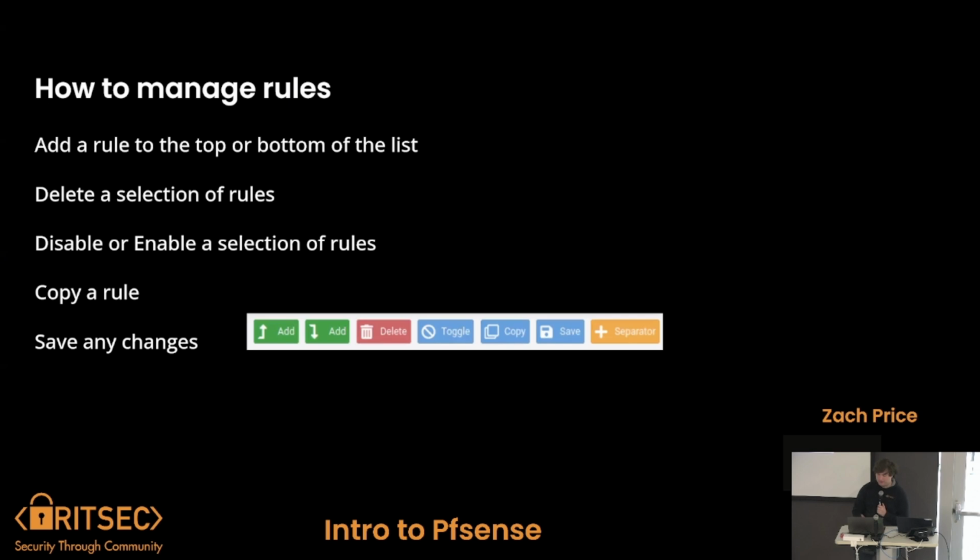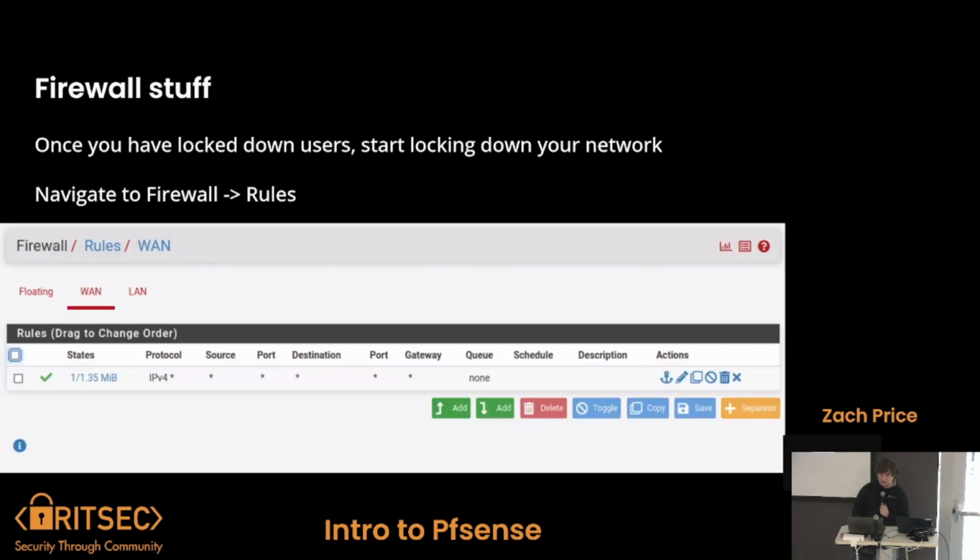So how do you manage the rules? The first two buttons, the add buttons, let you add a rule either to the top of the list or to the bottom of the list. How pfSense does firewall rules is it keeps the rules in order on this page, and it runs through them from top to bottom. So the first rule on that page is the first rule that gets checked.